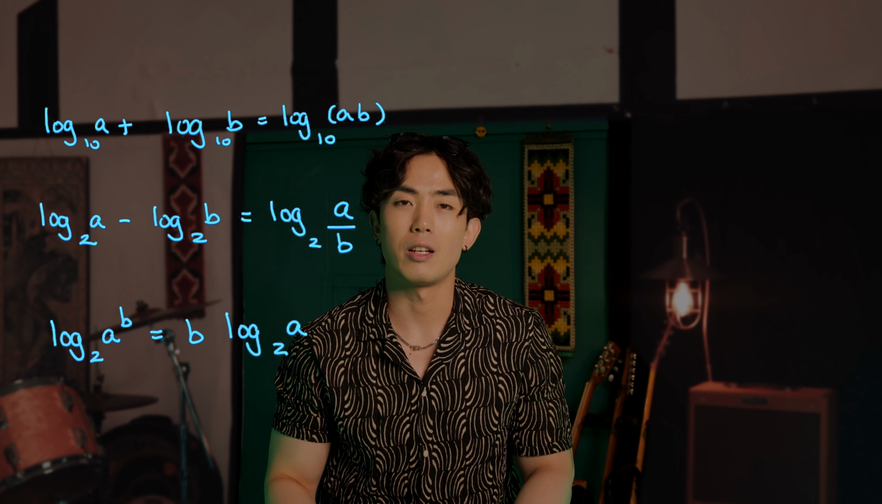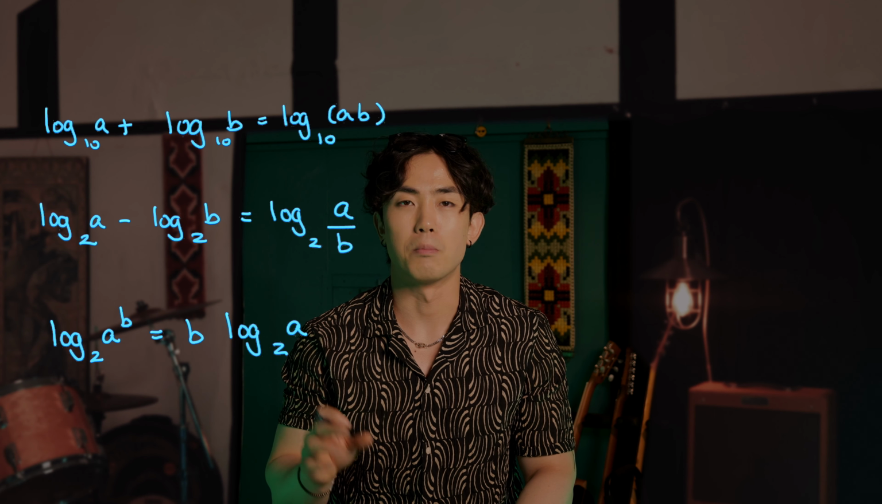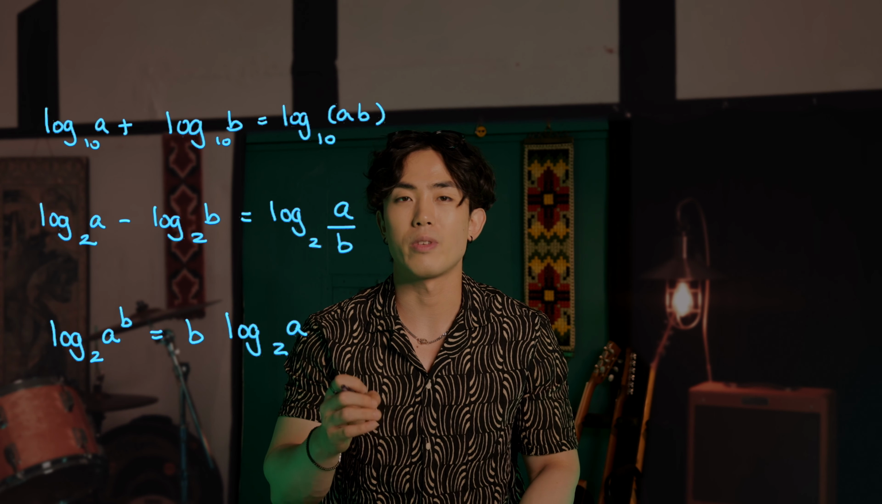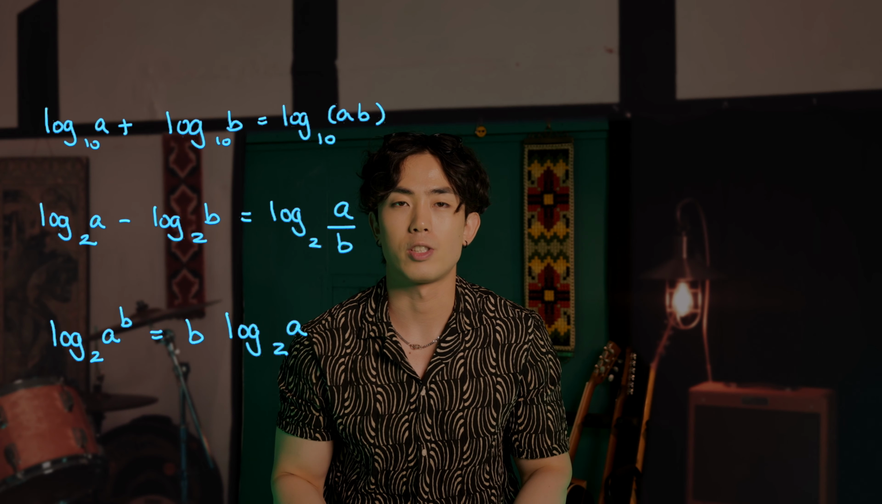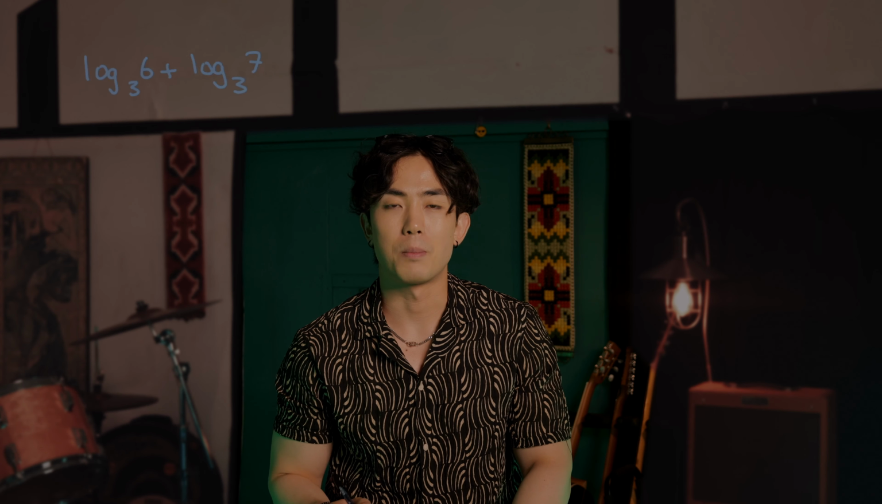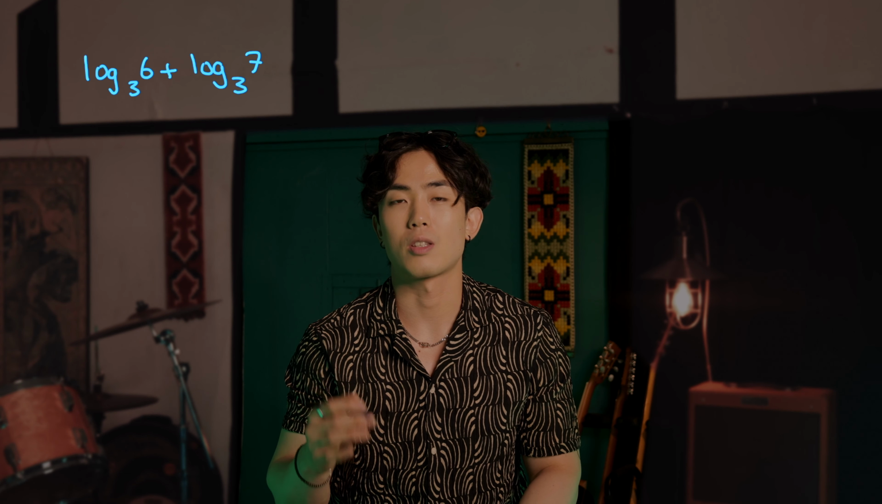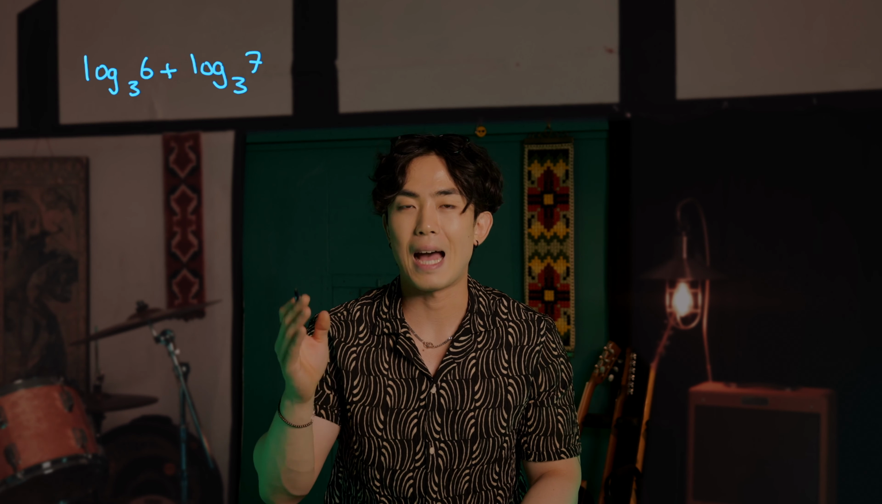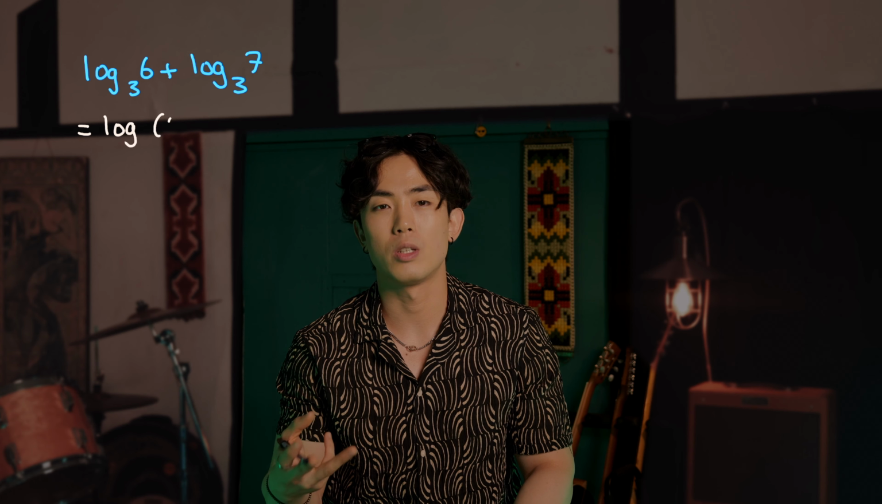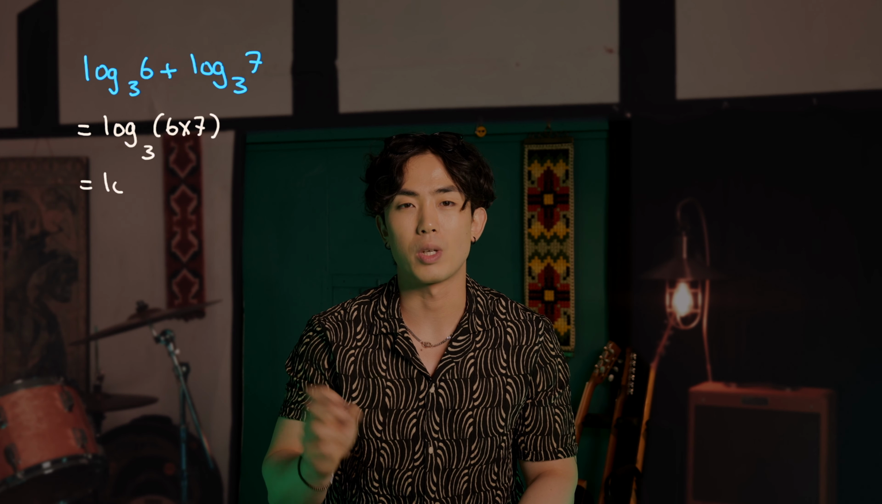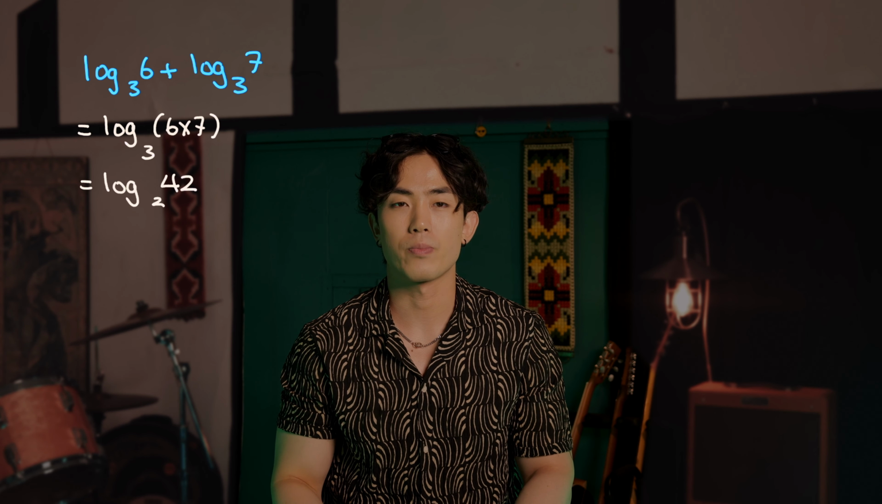Now with these 3 log rules, we can actually manipulate multiple logs and combine them into one, or even separate one log into its own constituents. So let's take a look at an example. Let's say we have log 6 to the base 3 plus log 7 to the base 3. In this case, we're adding them up, so we should use the multiplication rule. Multiplying the numbers 6 and 7, we get log 42 to the base 3.